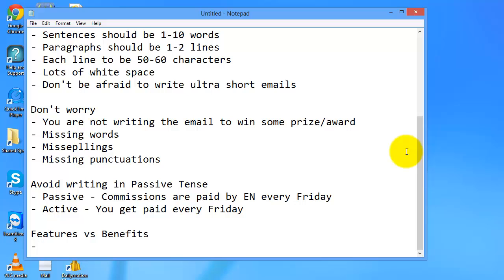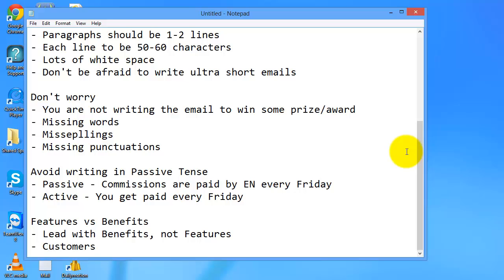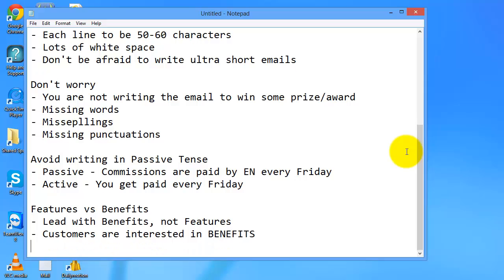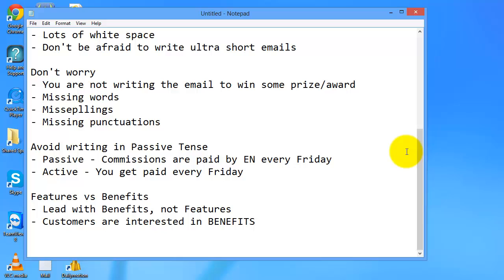So basically, you should lead with benefits and not features, right? Because customers are interested in benefits. Always remember that. Lead with benefits, not features. Customers are interested in benefits. So always talk about the benefits that your product or your service or whatever it is going to give them, right?